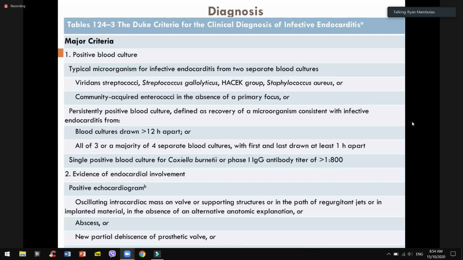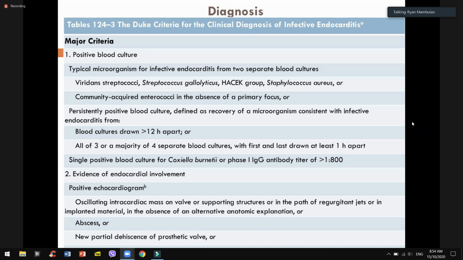Meaning, every contraction, nahihiwalay siya kasi yung tinatahi na valve, and then because of the inflammation and the infection, na-detach na yung pagkatahi niya. Kaya namumove na. And delikado yun kasi pag matanggal yung valve na yan, the patient will die. So, patay agad. So, nakikita namin yan sa 2D echo.